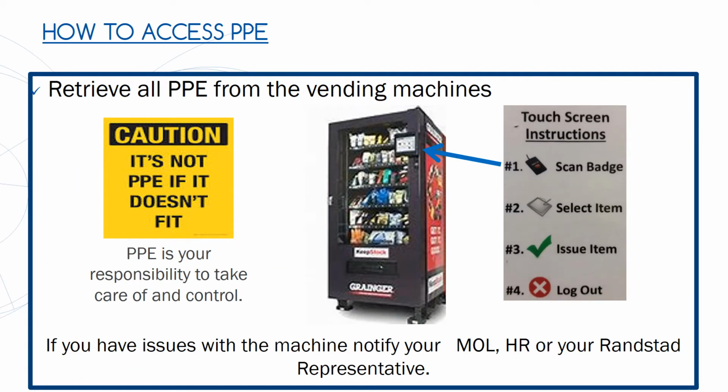Below is an example on how to access PPE. You will retrieve all PPE from the vending machines. There are touchscreen instructions. You scan your badge, select the item, issue the item, then log out. If you have issues with the machine, notify your MOL, HR, or your Randstad representative.